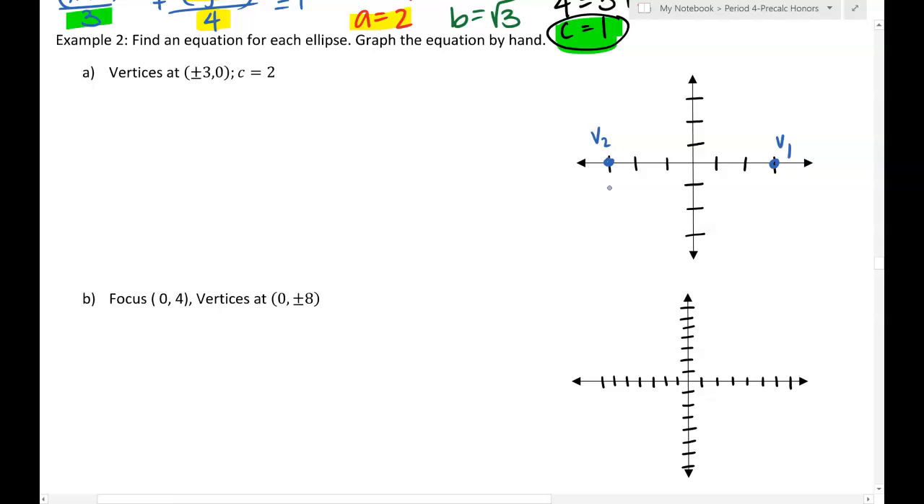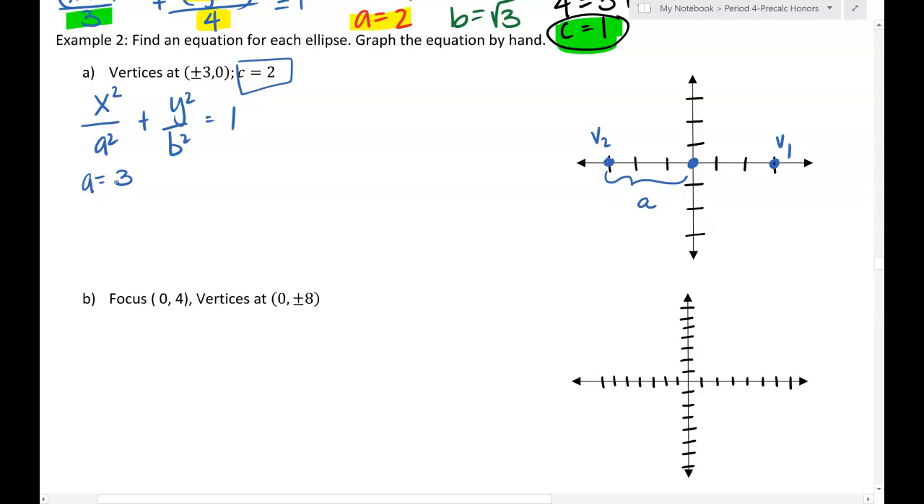So that means since the vertices are on the x-axis, we know this is horizontally positioned. If it's horizontally positioned, then the x squared should get the a squared. Then that means the b squared is left with the y. I know the center is right in the middle between the two vertices, so we know the center is at (0, 0). They gave us c equals 2. We know a is 3.